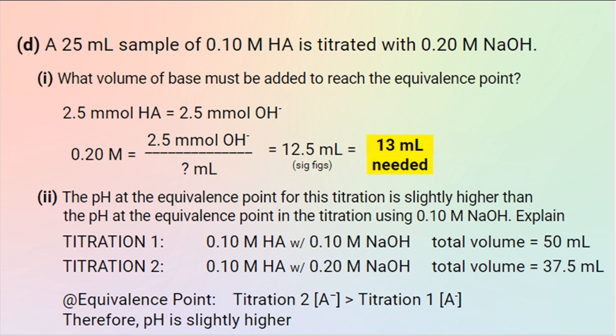The smaller volume in the titration with 0.2 molarity NaOH means that the concentration of A-, which is the molar concentration of the conjugate base of HA, is larger compared to the molarity of the A- at the equivalence point with 0.1 molarity NaOH. Therefore, the pH is slightly higher.